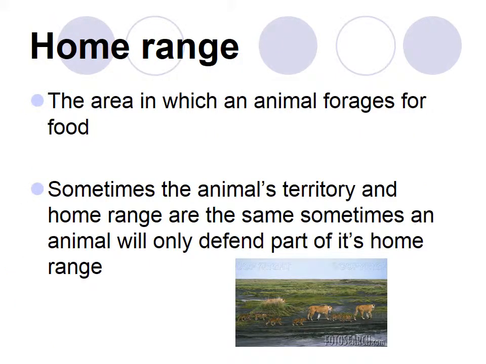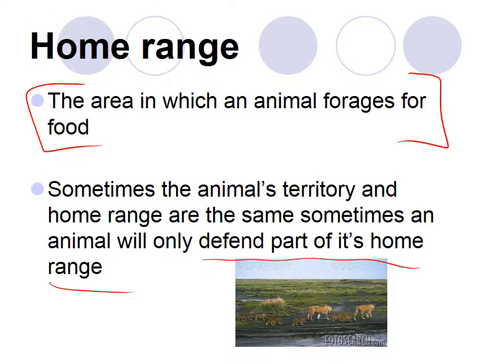Home range, this is that area that the animal will go into to be able to forage, which means collect their food. Sometimes this area can be quite big, and then sometimes it's not quite as large. So the animal's territory and home range are the same on some occasions, and sometimes it will go outside of its territory, but still within its home range to be able to get some of these foods that it needs. But it's only going to defend part of its home range. Some animals will defend all of it, some of them defend part of it, but really this home range is anywhere that these animals are going to go to be able to collect their food.